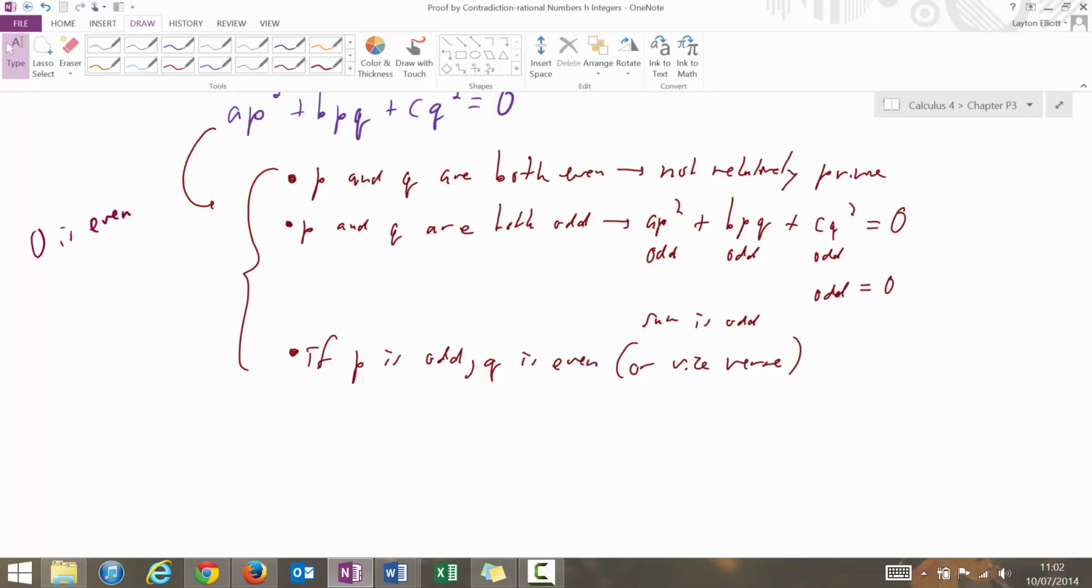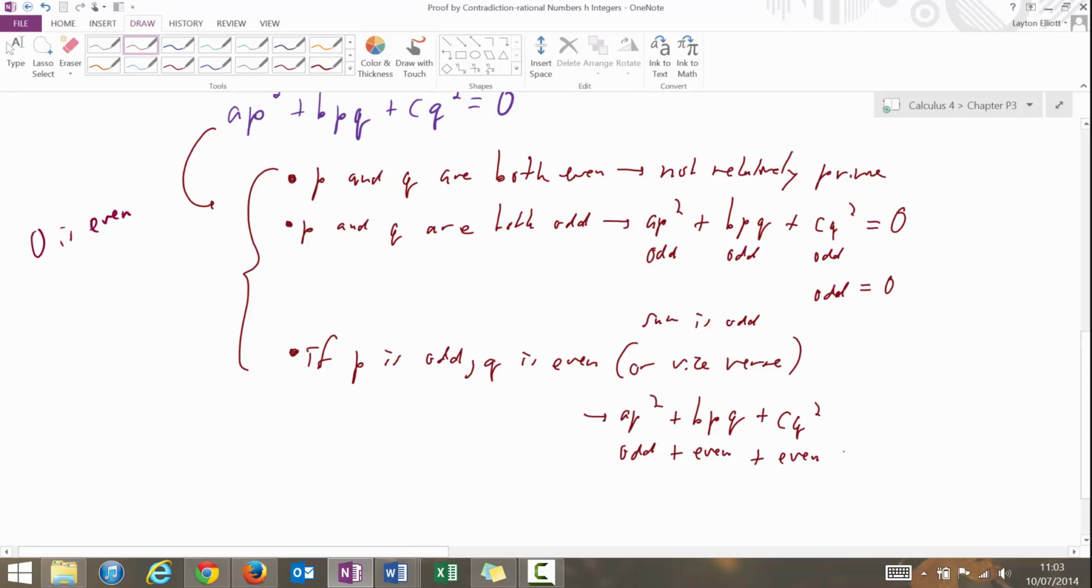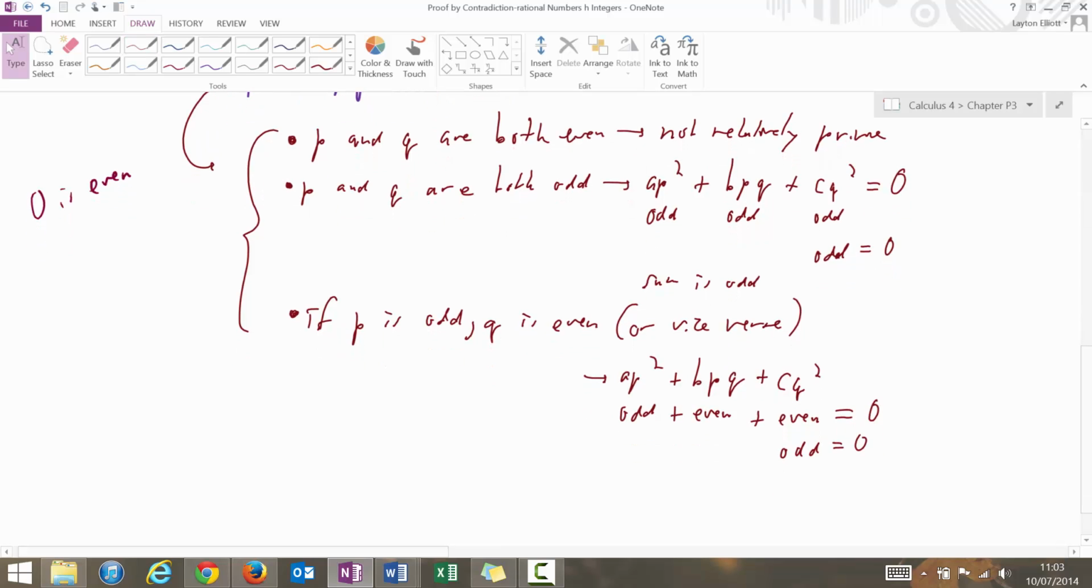So if p is odd and q is even, or vice versa, what you end up with is, we know that ap squared is going to be odd. We know that bpq is going to be an odd times an even times an odd, so that's an even. And then I know that cq squared, q is even, and even squared is an even, and an even times an odd is an even. So this is going to be plus an even. So I have an odd plus an even equaling 0, or an odd equals 0. And so once again, the sum is odd.